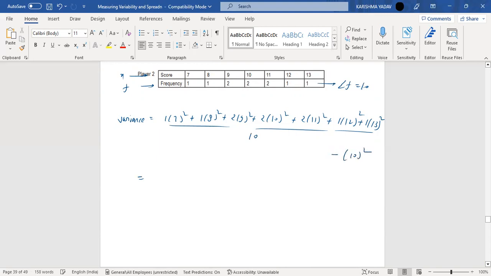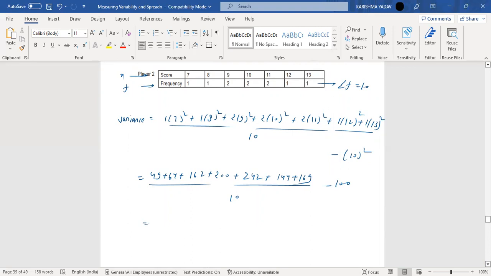So we got 49 plus 64, then 81 into 2, that is 162, plus 200 plus 242 plus 12 square, that is 144, 13 square is 169, divided by 10 minus 100. Now let's take the sum of these. Now I have to use the calculator for it.